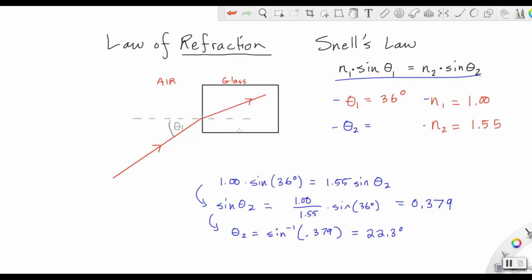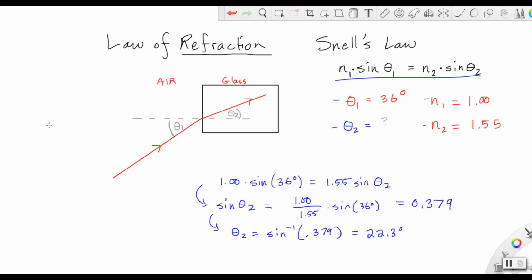So this would be what it looks like. You can see here that our theta 2 is a smaller angle than theta 1 because it's in a more dense material. Okay? This is basically the application of Snell's law, the law of refraction.